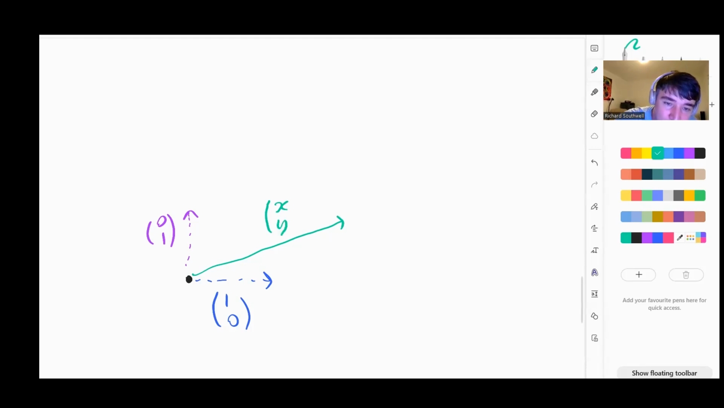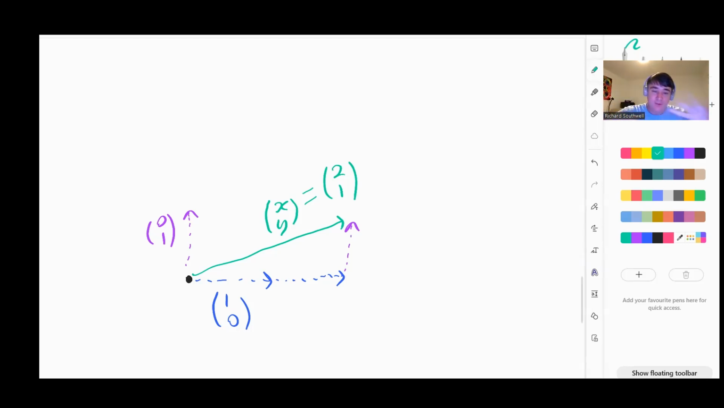That will be y. And so in this case, if I've drawn this properly, you can see that this vector constitutes moving 2 steps to the right and 1 step up. And so this vector here is going to be 2, 1. So we've moved 2 steps to the right and 1 step up. So x is 2 and y is 1.